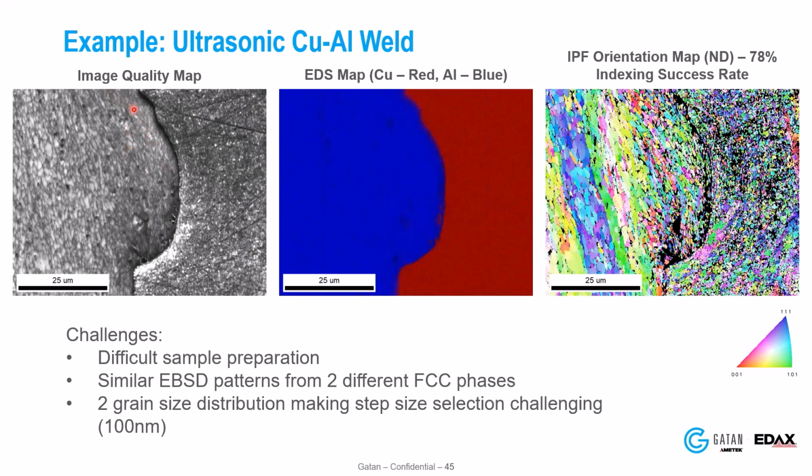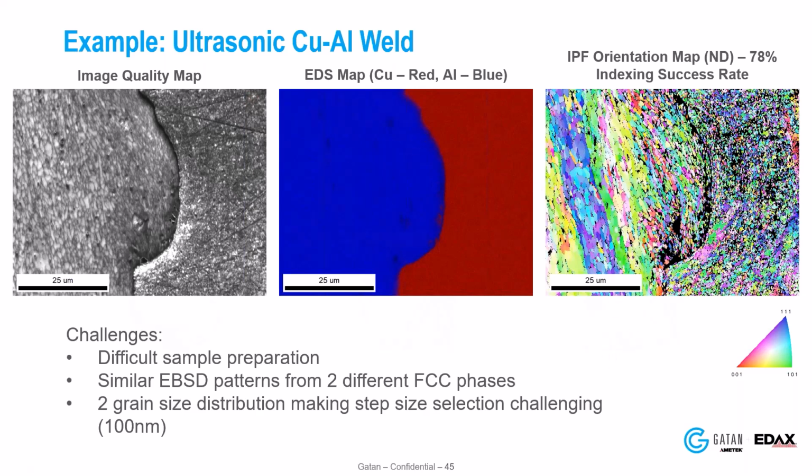You can see, if you look at the image quality map, a little bit of the topography, I want to say blurring, but it's more of a smearing effect right there at the edge. If we look at it with EDS, we see a nice sharp transition from the copper to the aluminum. If we do our indexing, we're getting about 80% indexing here, but we have two different grain size distributions, so we have to choose the right step size. And they're similar EBSD patterns because they're both face-centered cubic phases.